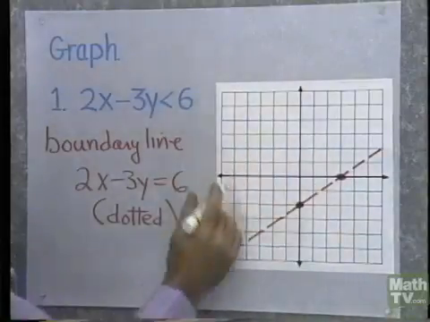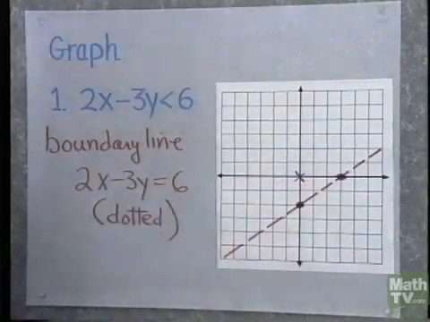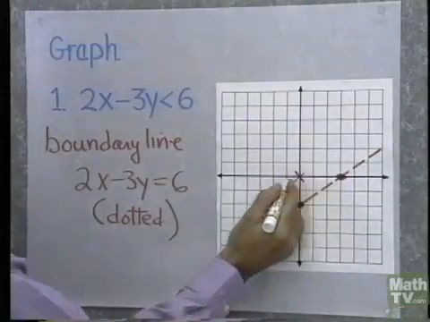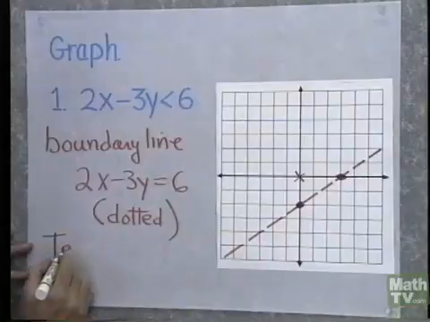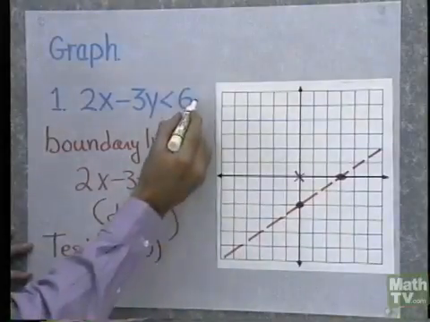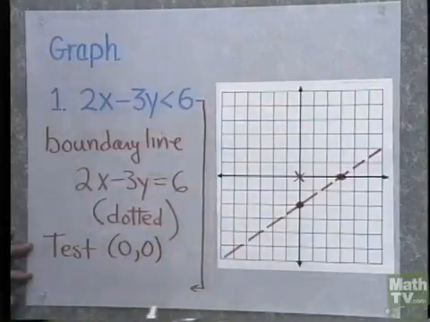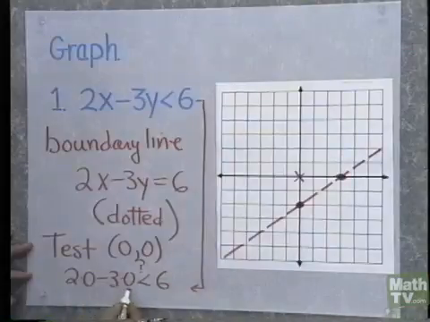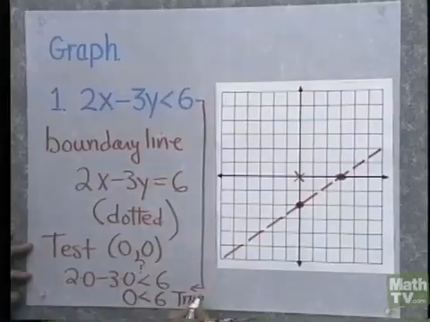So you want to make it easy on yourself. Here's a test point right here, the origin, that's not on the boundary line, and it's an easy point to try. So I'm going to test 0, 0 in the original inequality. So 2 times 0 minus 3 times 0 less than 6, question mark. Is that less than 6? 0 minus 0 is 0. Less than 6? I get a true statement.